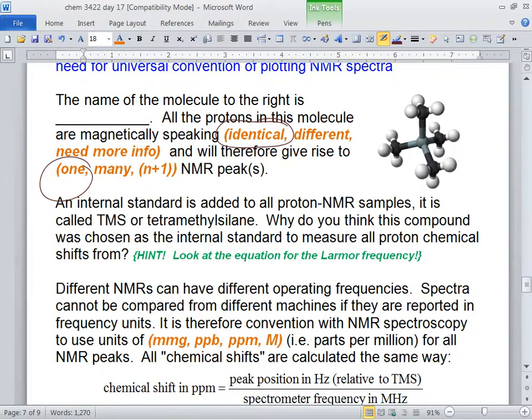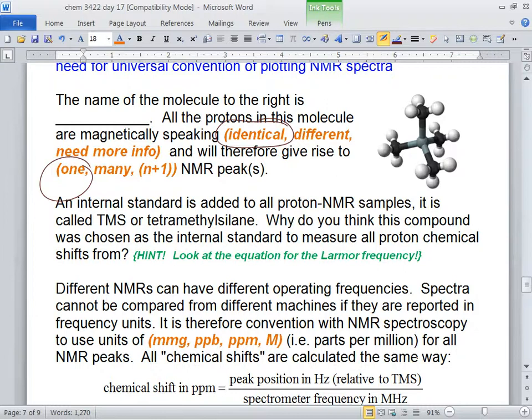So an internal standard is added to all proton NMR samples. It's called TMS, tetramethylsilane. Why do you think this compound was chosen as the internal standard? To measure all proton chemical shifts from. So for some reason, we're going to do twice the work. Internal standard means you've got to measure two signals, the signal from your sample and the signal from the internal standard. You have to do twice the work.